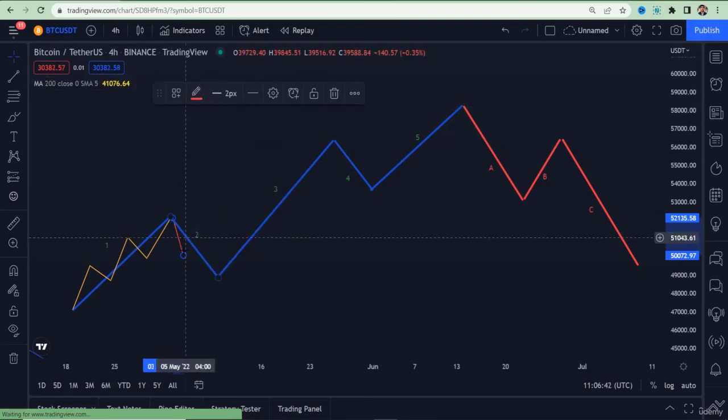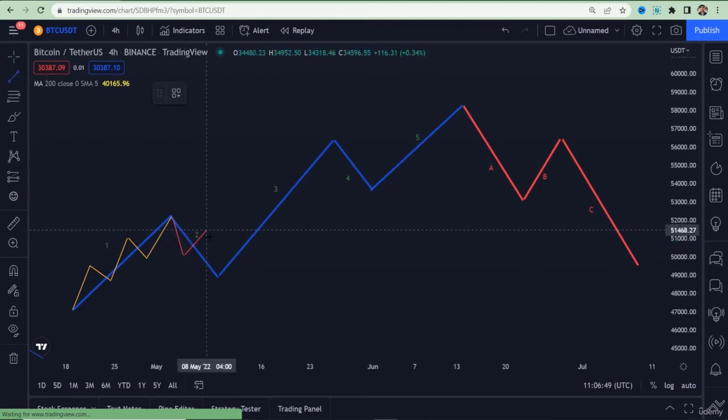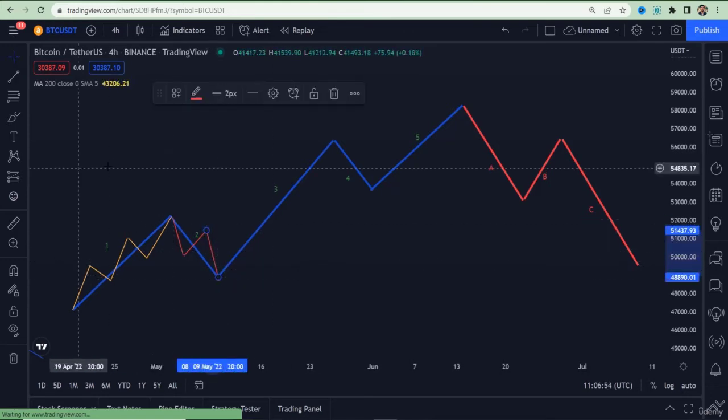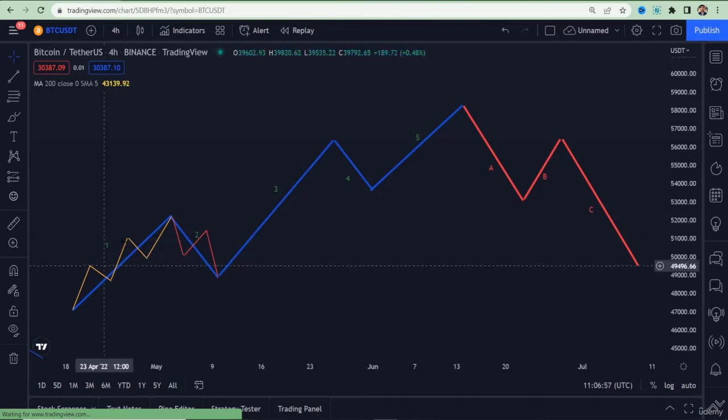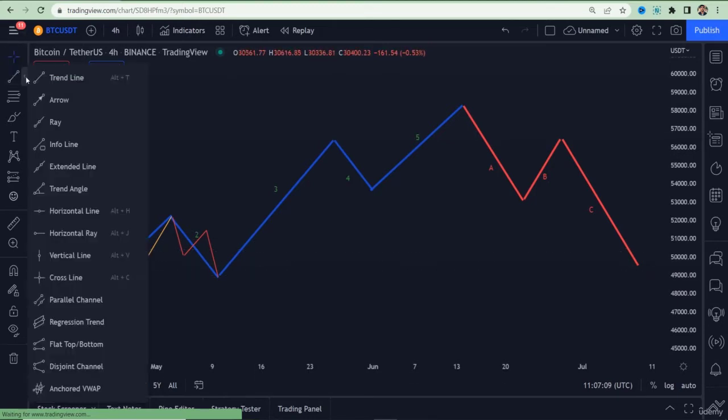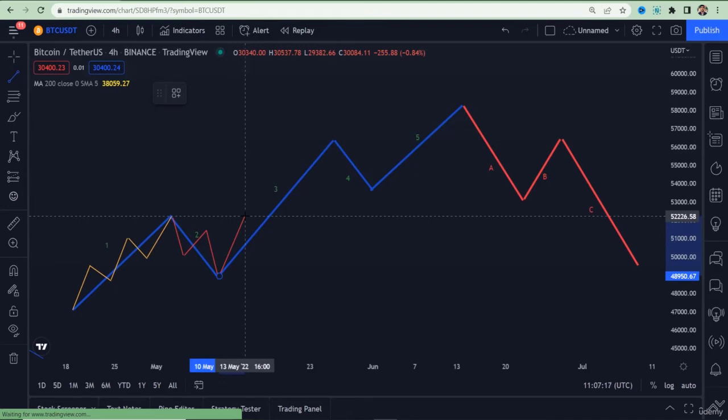So I'm going to draw it for you guys. So A, B, and then there will be the correction number C. So you're going to copy that, and similarly, you will see that this whole structure will be repeating just like this one. You will have a lot of waves like this one. Let me just make it. How do we show that? Alt T. Okay, there you go.